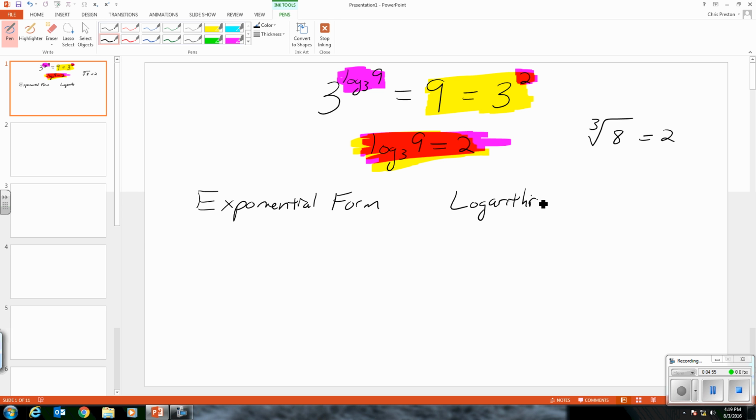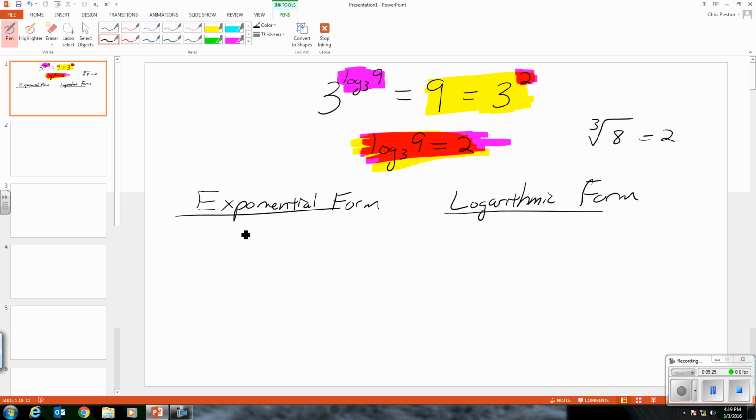Logarithm. I'm gonna. Yeah, there's no R there. That's the problem. Okay. Can't write. Logarithmic form. I kind of thought myself there. All right. Sorry.